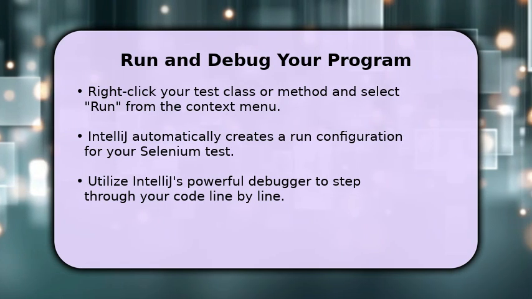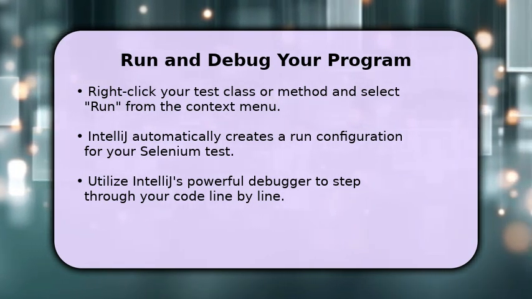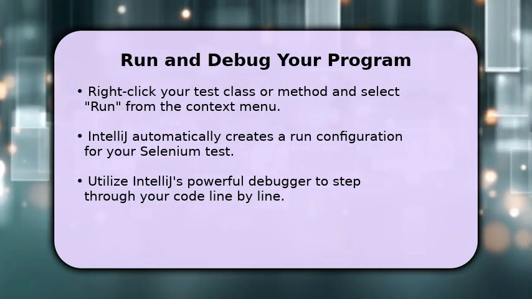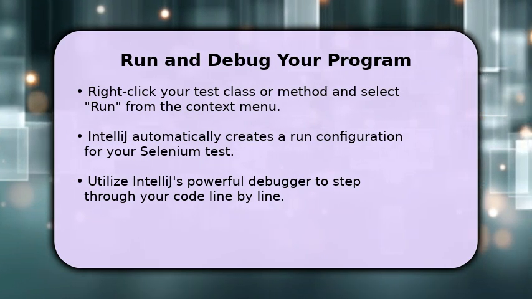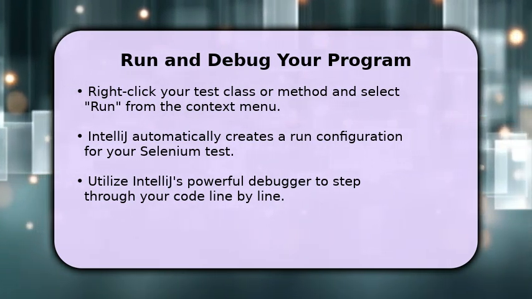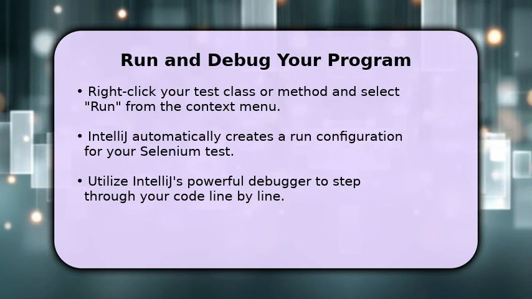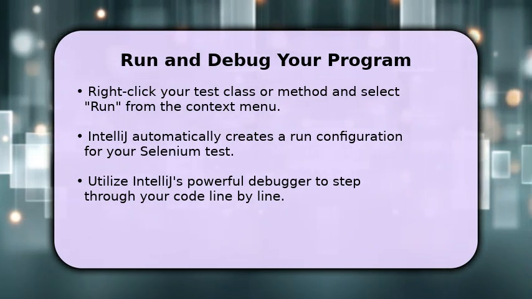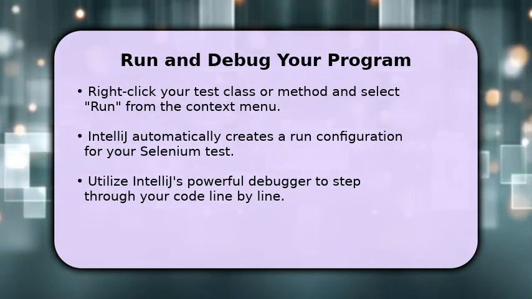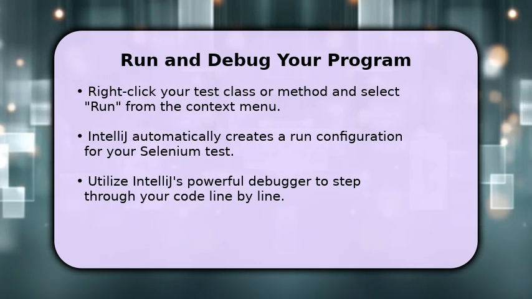If you encounter issues, use the built-in debugger. You can set breakpoints and step through your code line by line to understand what's happening. Pay close attention to the console output for any error messages or confirmation that your test passed successfully. This process helps ensure your automation works as expected.